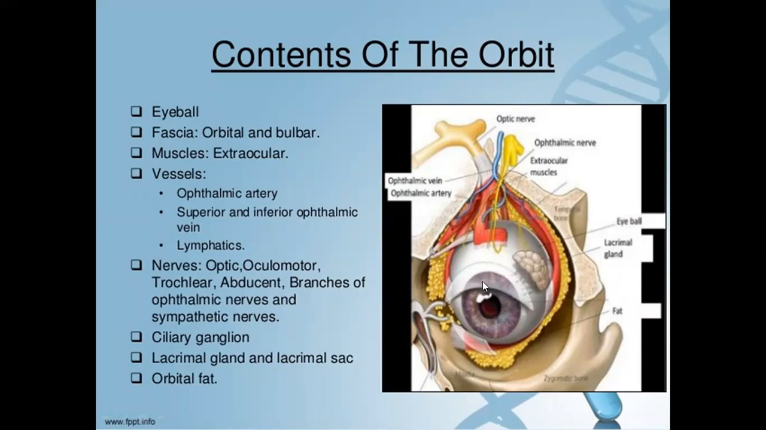Now the orbital cavity mainly contains the eyeball and fascia, that is both orbital and bulbar fascia, and the extraocular muscles, then the ophthalmic artery, superior and inferior ophthalmic vein, nerves: optic nerve, oculomotor nerve, trochlear nerve, abducens nerve, branches of ophthalmic nerve and sympathetic nerve, ciliary ganglion, lacrimal gland and lacrimal sac, and the orbital fat. So these are the contents of the orbital cavity. That's all about the orbital cavity, its boundary, communication, and the fascias, and the contents of the orbital cavity.